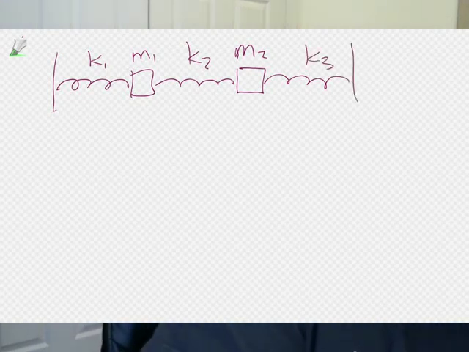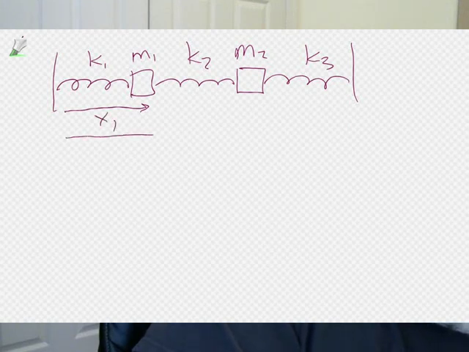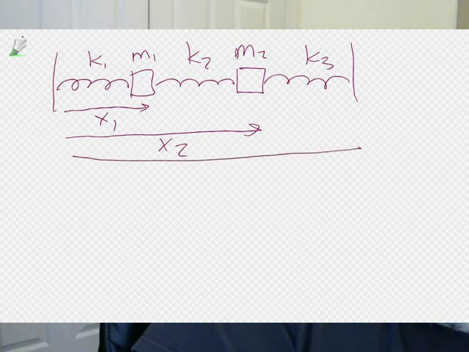And I'm going to define some positions here, and I'm going to do it a little differently from how he did, so we can be explicit about how it all works out. I'm going to define X1 as the position of the first mass, and X2 as the position of the second mass, and L as the length between the walls. And so now you can figure out the forces on the two masses. So mass one, it's going to have a spring force that way and a spring force that way, right?